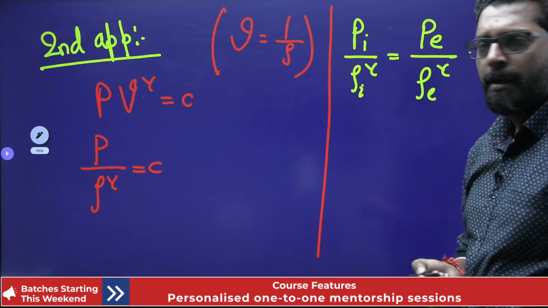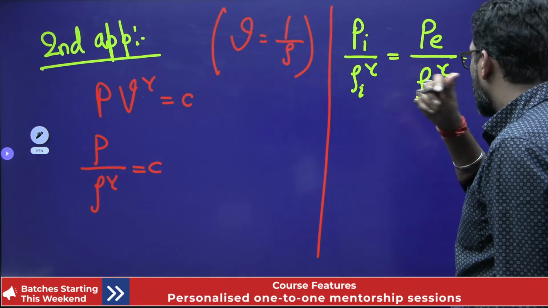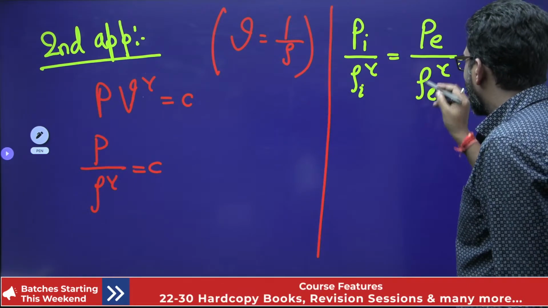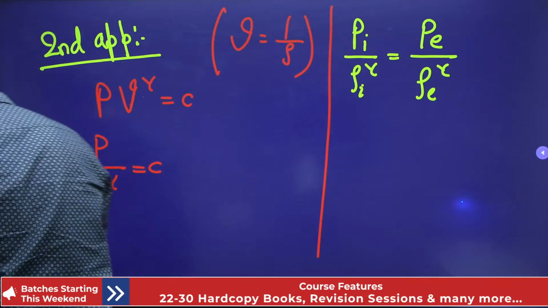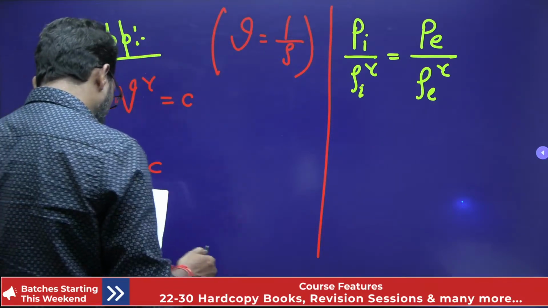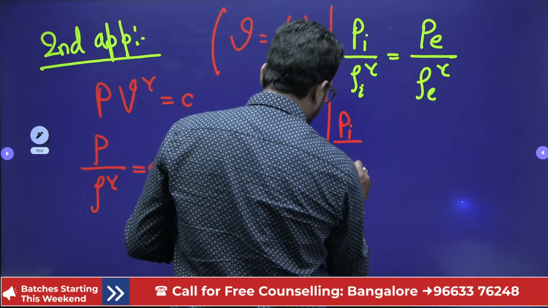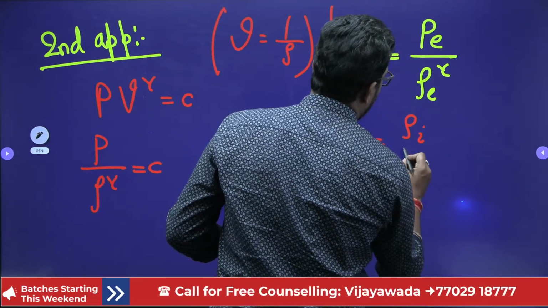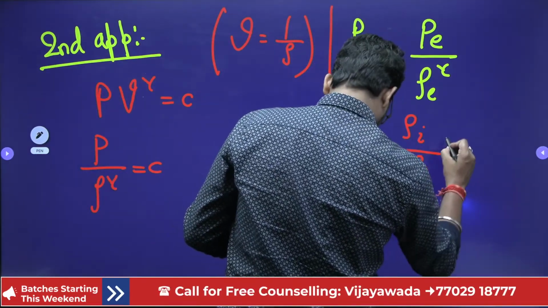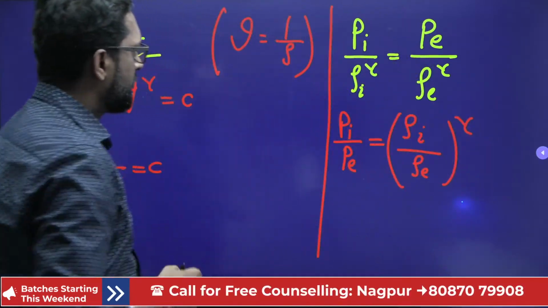Okay. We know the inlet and exit pressure, and we have to find the exit density. So first we have to find the inlet density. What is the inlet density? From here we can find it. Pi by Pe is equal to (rho I by rho E) to the power gamma.